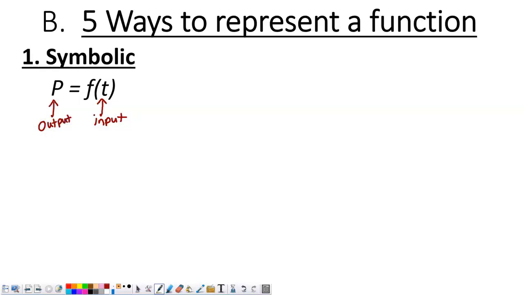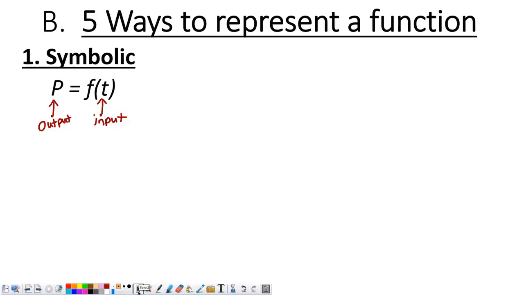Now the F is just a symbol that represents the concept that, okay, these two variables, P and T, are indeed connected to each other by a function. So that's what that means. And it doesn't always have to be the letter F. Usually it is, because F stands for function, right? But sometimes if you're talking about more than one function, you can use different letters.